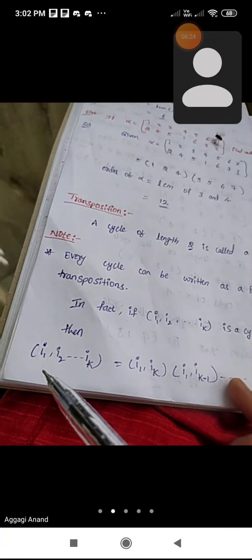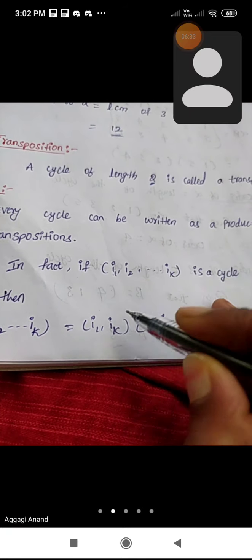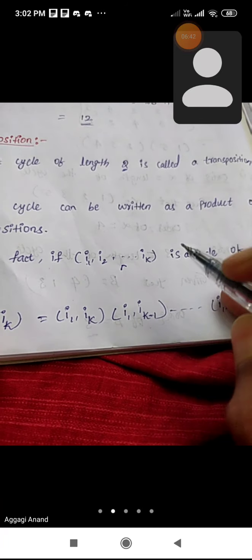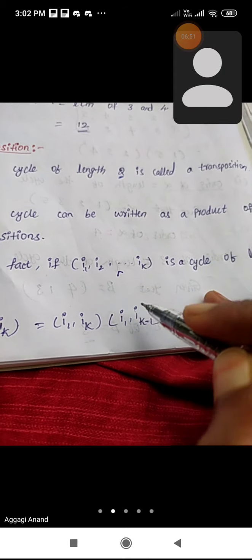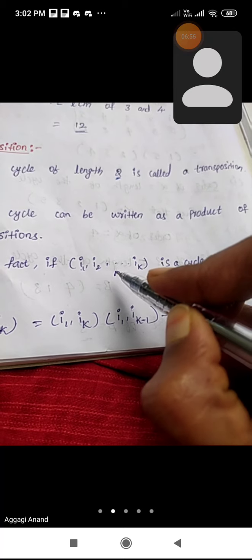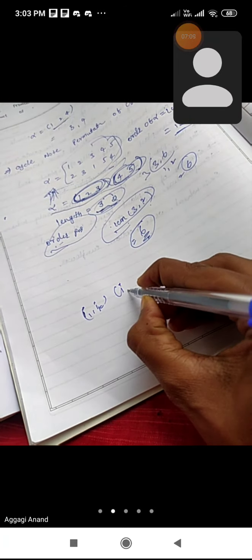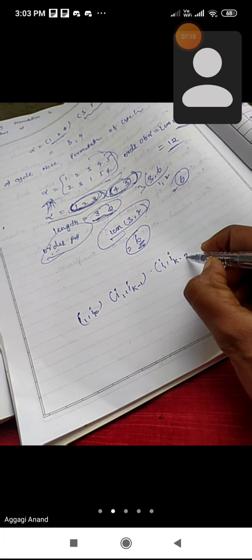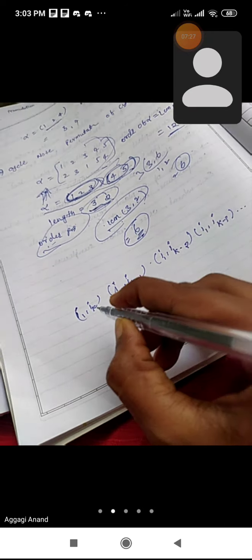So this is the formula. (i1 i2 ... ik) is equal to, clearly observe, the first cycle (i1 ik), next (i1 ik-1), next (i1 ik-2), next the fourth one (i1 ik-3)... up to so on. Where does it go up to?